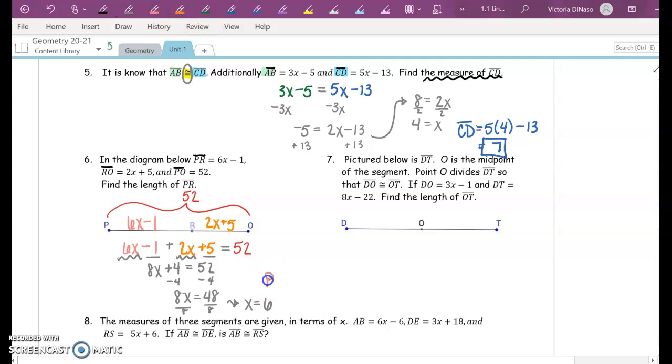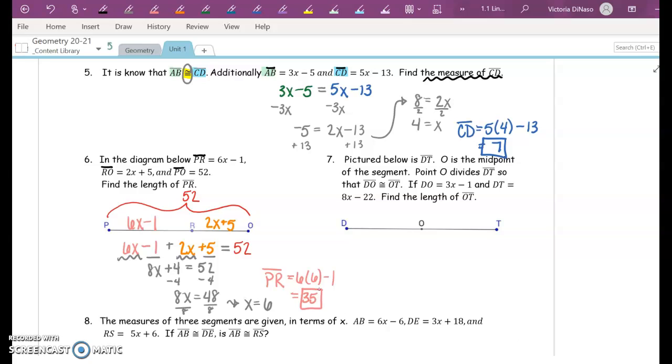So we have PR equals 6 times 6 minus 1. So 36 minus 1 is 35. So the length of PR is 35. So in number 6, nothing was congruent. However, these 2 smaller parts made up the larger segment. So we're able to add them and combine them and set them equal to the larger segment.